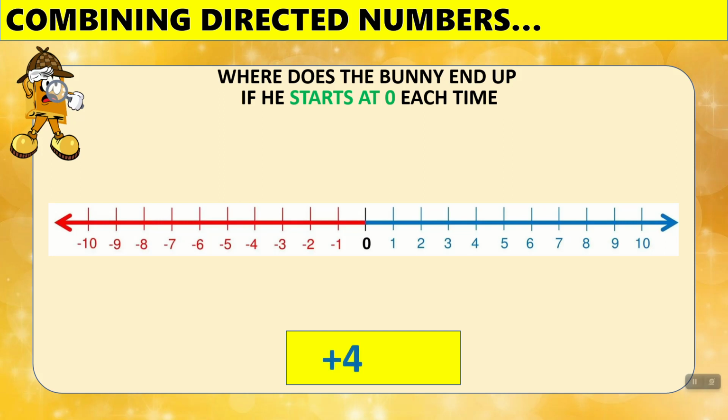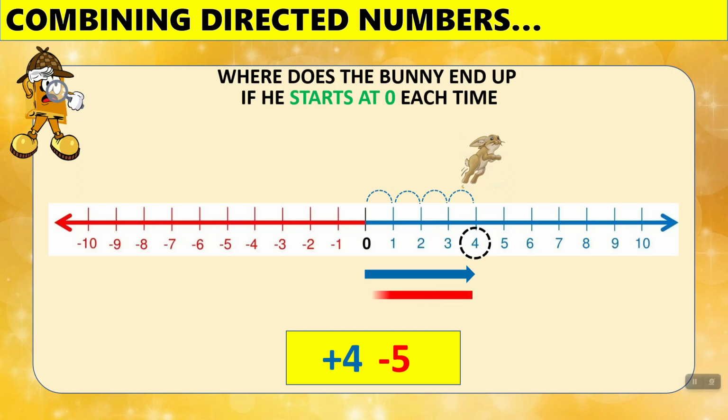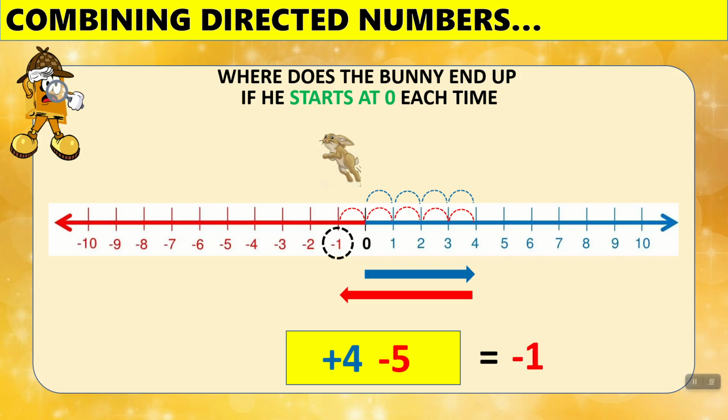Let's do another one, plus 4 minus 5. So again, if we start at 0, and if we go plus 4, we will go 4 spaces to the right. 1, 2, 3, 4. And then minus 5 means we have to go back to the left 5 times, 5 spaces. So let's go 1, 2, 3, 4, 5. And now the bunny ends up at negative 1. And so plus 4 minus 5 is negative 1.